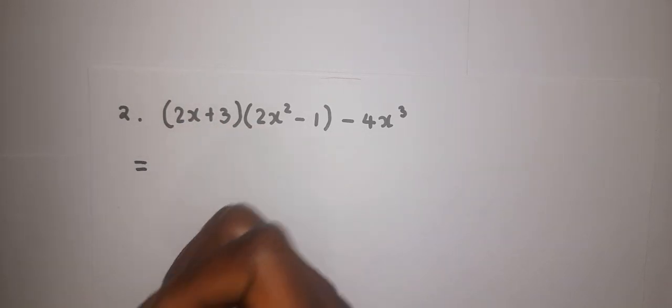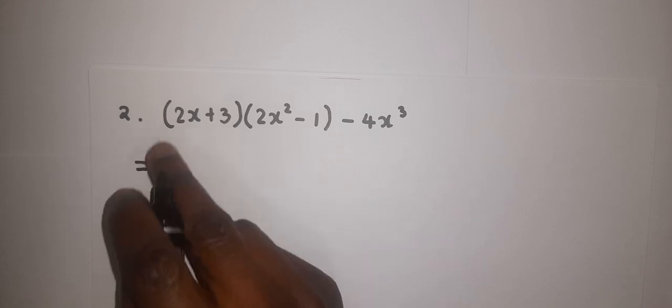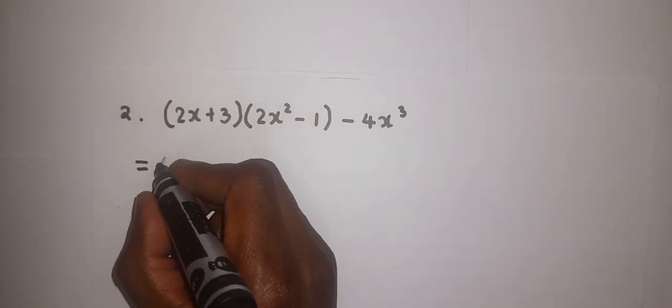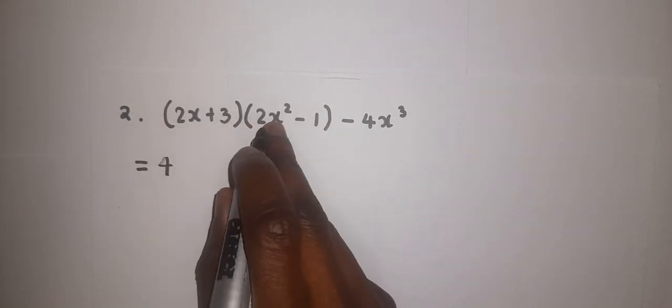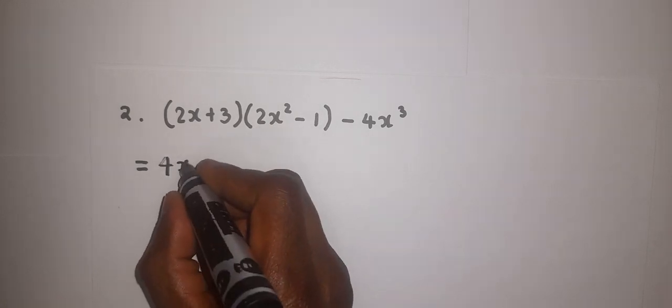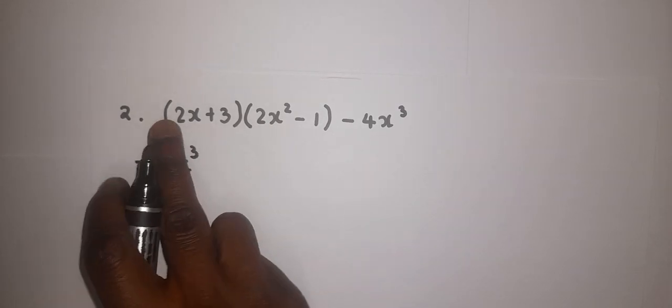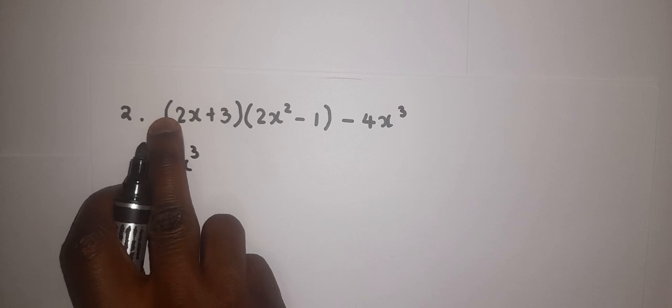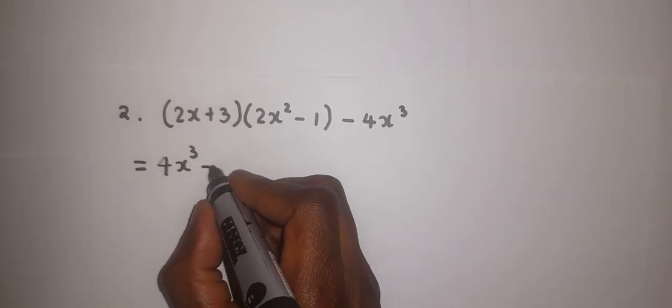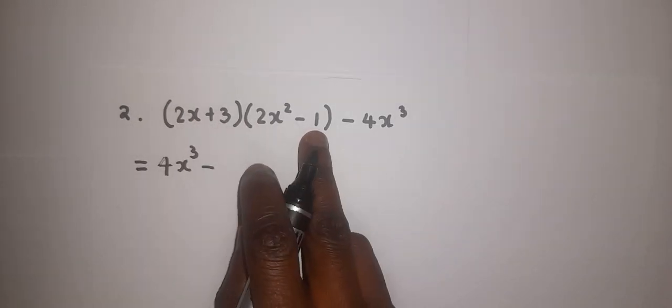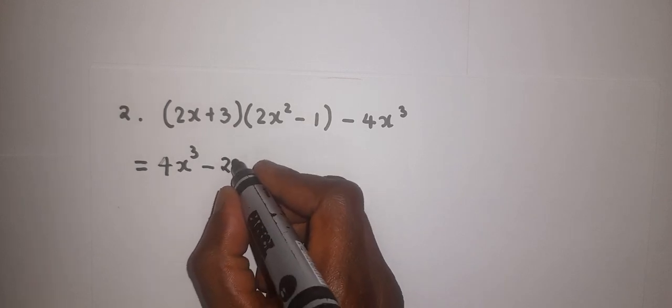No need to write it down, so I'm just going to omit it this time around. Then 2 times 2, I get my 4. Then x times x squared, I get my x cubed. And then this 2x positive times a negative, I will get my negative, and then 2x times 1, I will get my 2x.